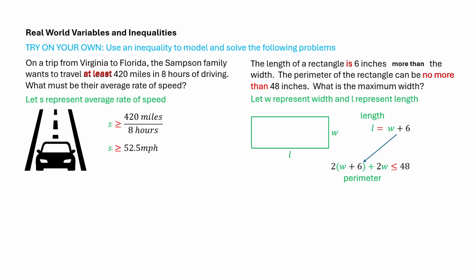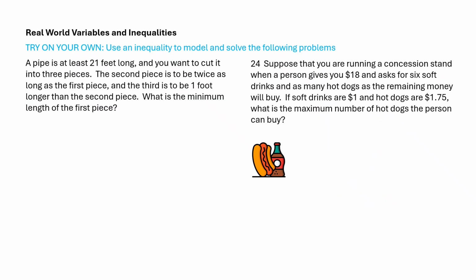Let's do some distributive property magic. Combine like terms. Subtract 12 from both sides. And lastly, divide by 4 on both sides. So our width has to be less than or equal to 9. Okay. Again, try these on your own. Pause the video, resume when you're ready to check.